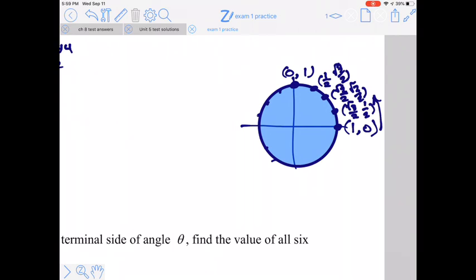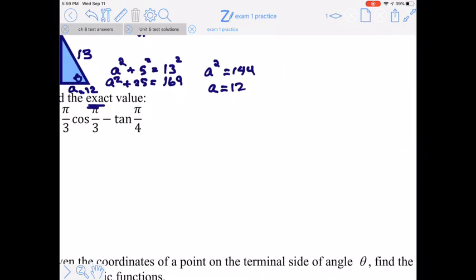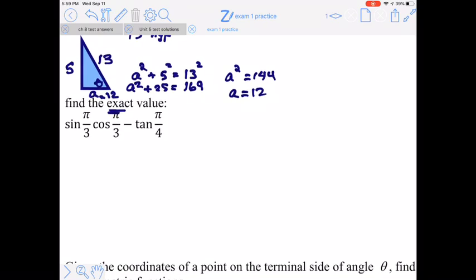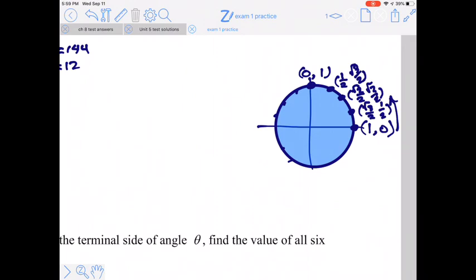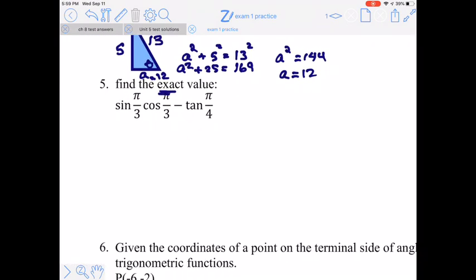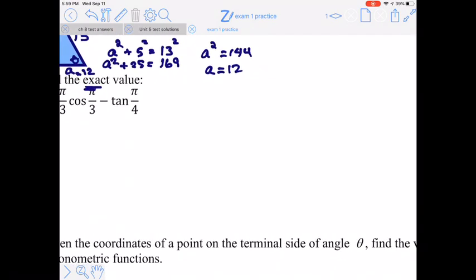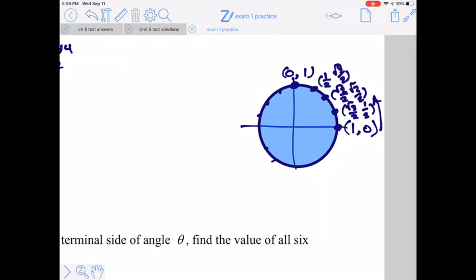Does that make sense? Now, you can use the special triangles still, or you can use the unit circle to answer the question when it says find the exact value. Special triangles still work. It may be a little quicker to use the unit circle, but it's up to you. For example, sine of pi over 3, 60 degrees, that would be this one right here, at 60 degrees.